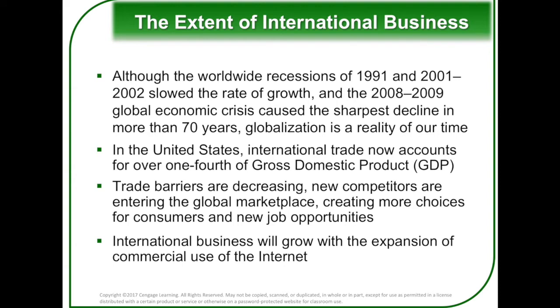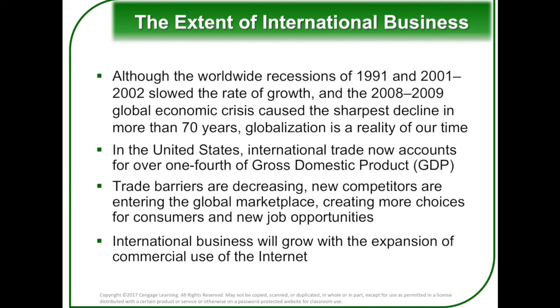Even though we had worldwide recessions in '91 and 2001, we had slow growth. The crash of '08 was a global one. The economic crisis caused the sharpest decline in more than 70 years. So that means at all times we're all operating in a global economy, whether we like to or not.